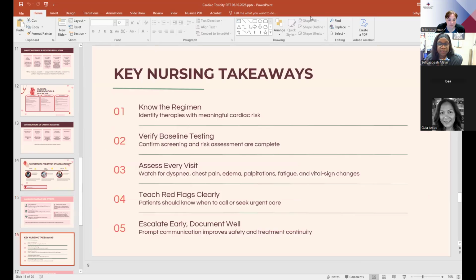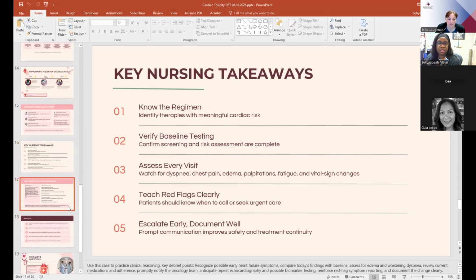Key takeaways from this one is know your regimen, know the history of the patient's cardiac risk, verify baseline testing, assess the patient every visit. So watching for dyspnea, chest pain, edema, palpitations, fatigue, and vital sign changes. Looking for those red flags and when to escalate for urgent care. And then also escalating to our providers, both hospitalists and oncologists.